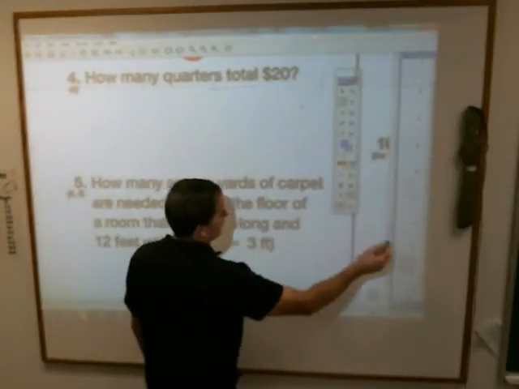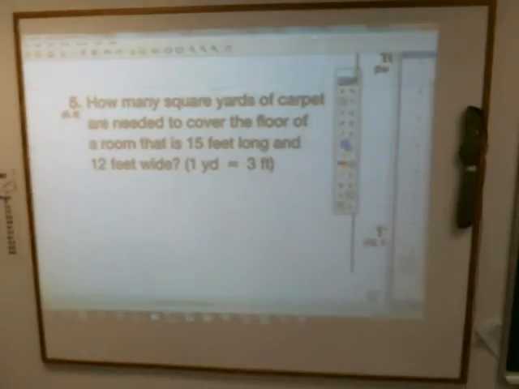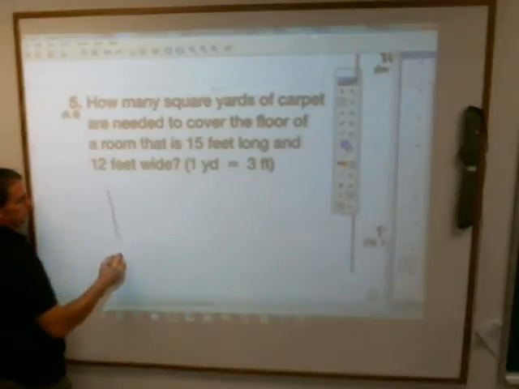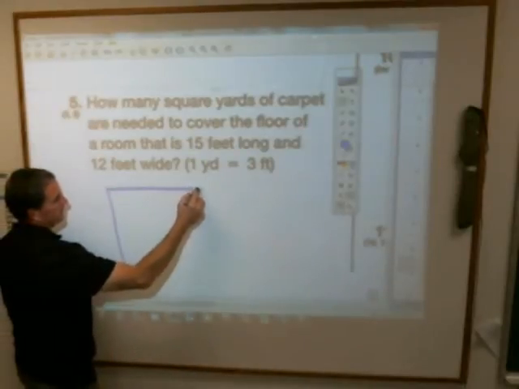How many square yards of carpet are needed to cover the floor of a room that is 15 feet long and 12 feet wide? So first thing, Delaney, you drew the floor. That is 15 by 12.